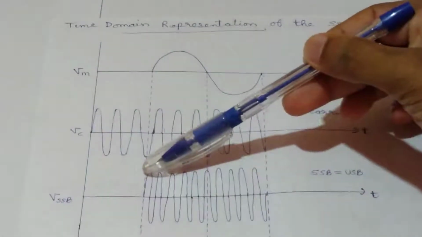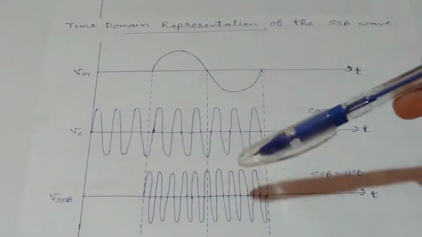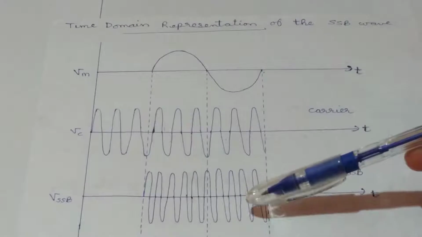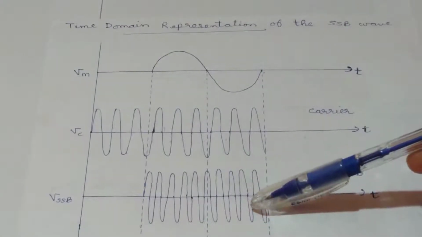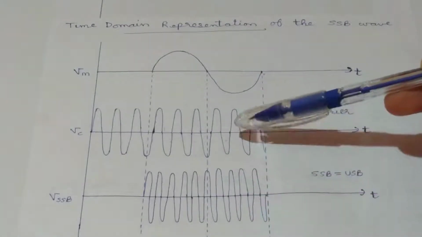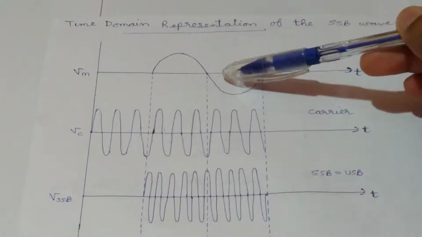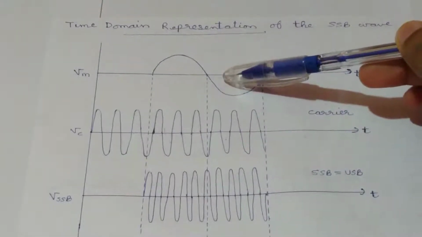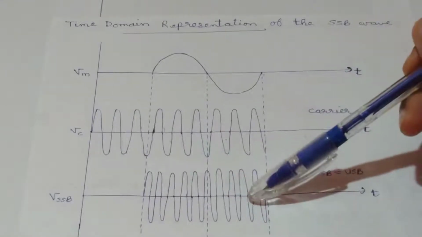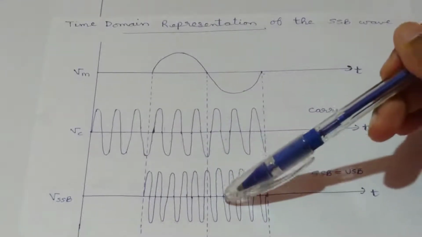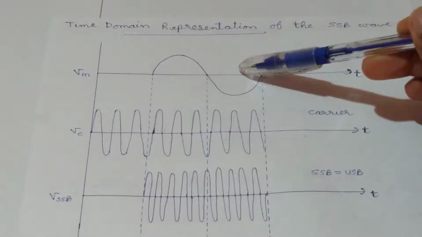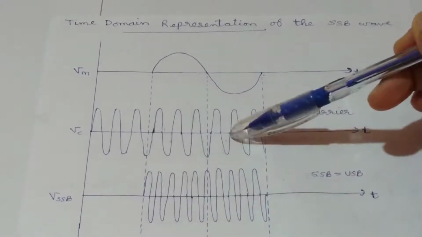The amplitude will be MVC by 2 and its frequency will be omega c plus omega m, or Fc plus Fm, where Fc is the frequency of this carrier component and Fm is the frequency of this modulating signal. So here we can see the frequency of this wave is greater than this one and this one, because its frequency is Fc plus Fm.